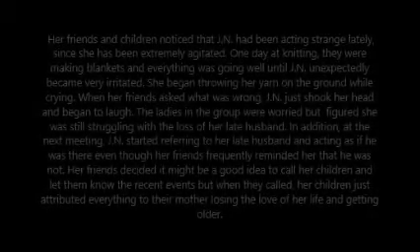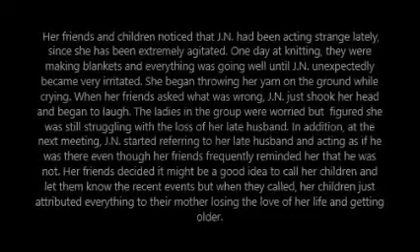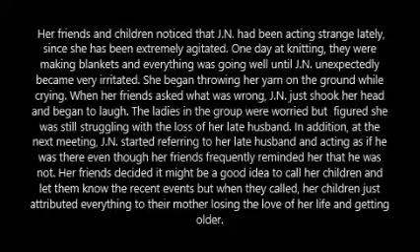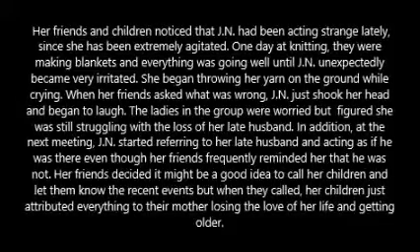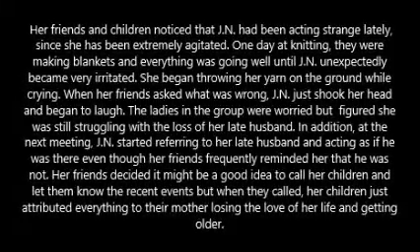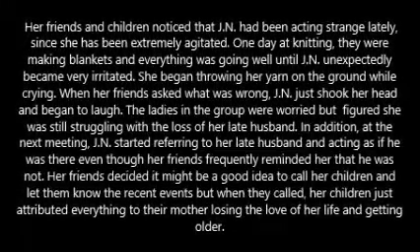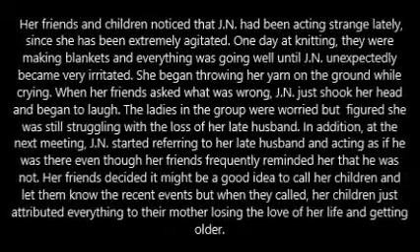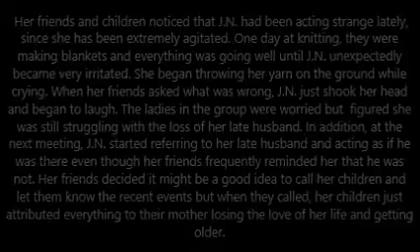Her friends and children noticed that JN had been acting strange lately, since she had been extremely agitated. One day at knitting, they were making blankets, and everything was going well until JN unexpectedly became very irritated. She began throwing her yarn on the ground while crying. When her friends asked what was wrong, JN just shook her head and began to laugh. The ladies in the group were worried, but figured she was still struggling with the loss of her late husband. In addition, at the next meeting, JN started referring to her late husband and acting as if he was there, even though her friends frequently reminded her that he was not. Her friends decided it might be a good idea to call her children and let them know the recent events, but when they called, her children just attributed everything to their mother losing the love of her life and getting older.